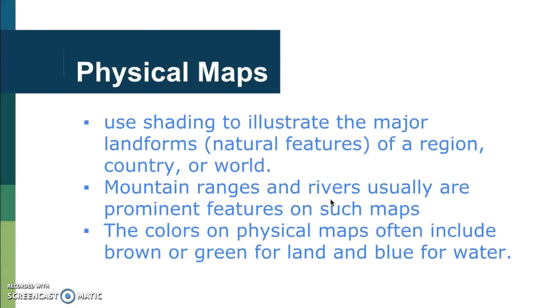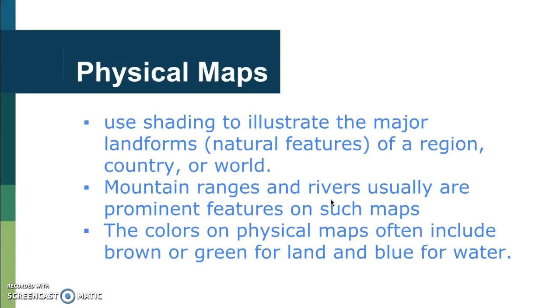Physical maps are another type, and these are the ones that show us landforms. Often there is shading involved, or rather always shading, but sometimes it's the same color and it's variations of the same color. Sometimes it's different colors. So the shading shows us landforms, which are natural features of a region, country, or even the whole world. That might include mountain ranges, and then rivers are usually also prominent features on physical maps. The colors on physical maps often include brown or green for land and blue for water.